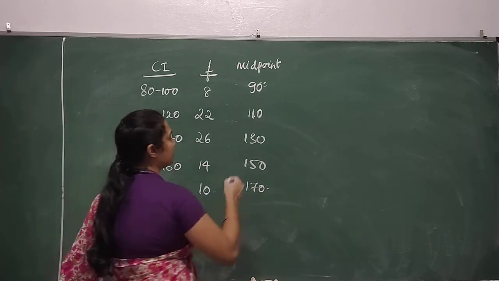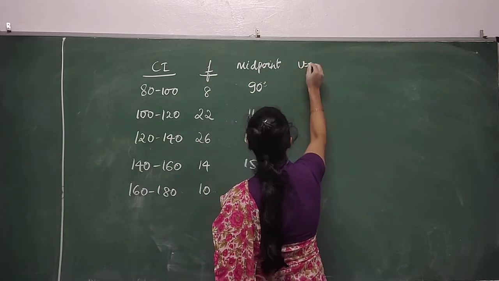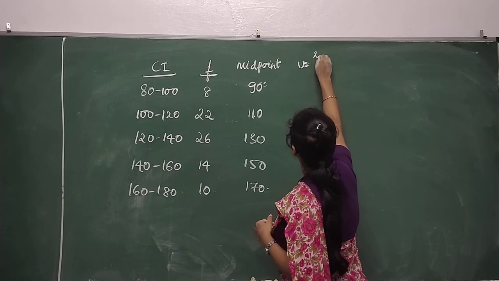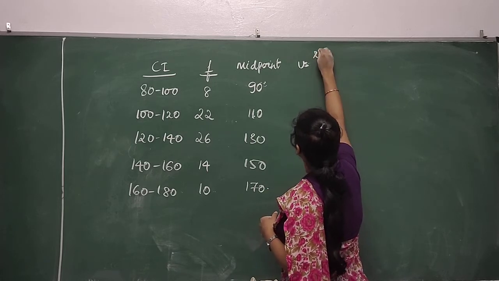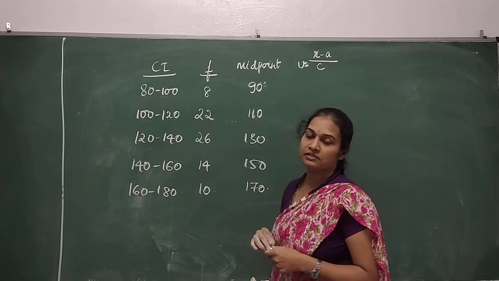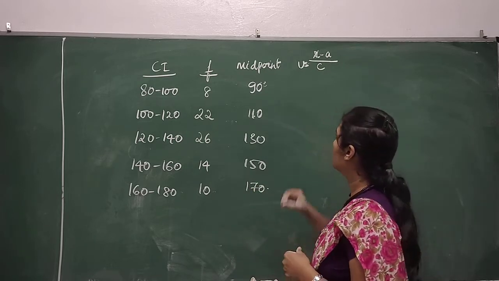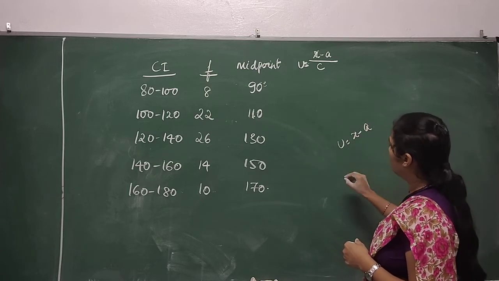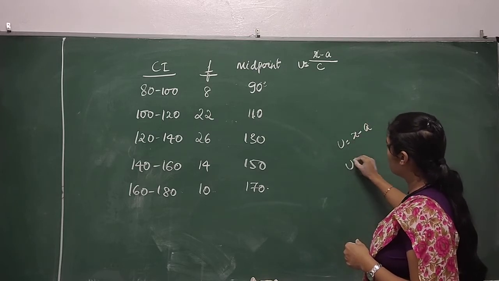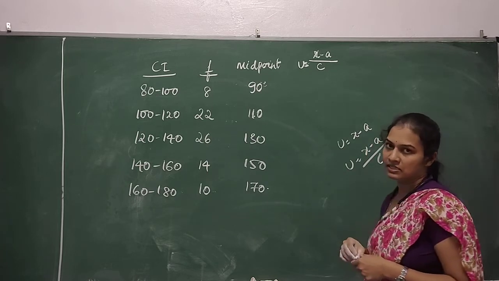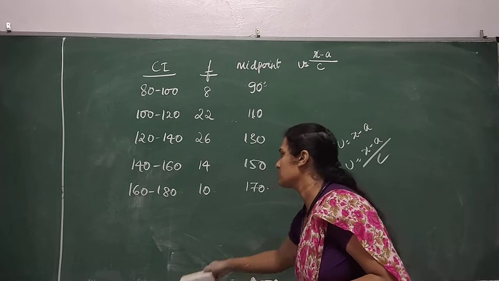So what is the next thing? You will calculate what is u. Now u is equal to x minus a, divided by c. This is the difference. In deviation method, your u was equal to x minus a. But in step deviation method, u is equal to x minus a divided by c. That is the only thing which is extra here.